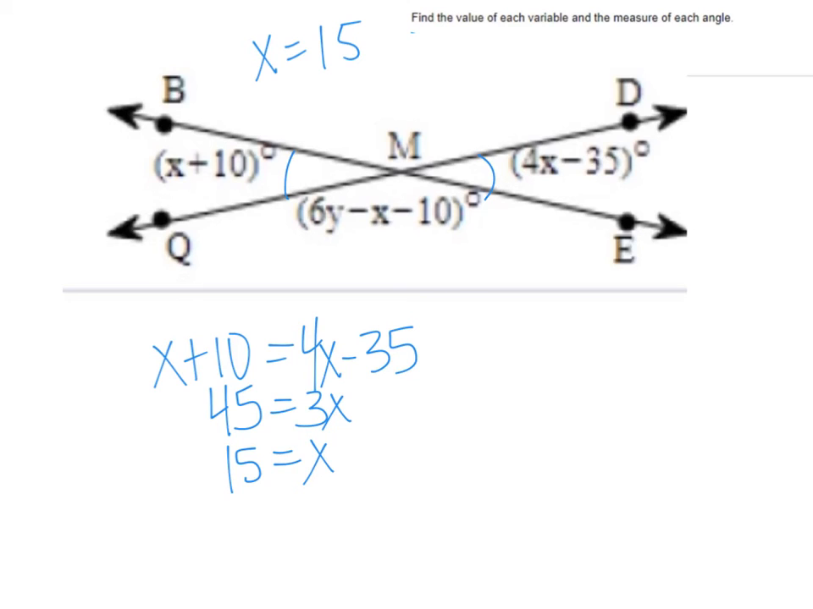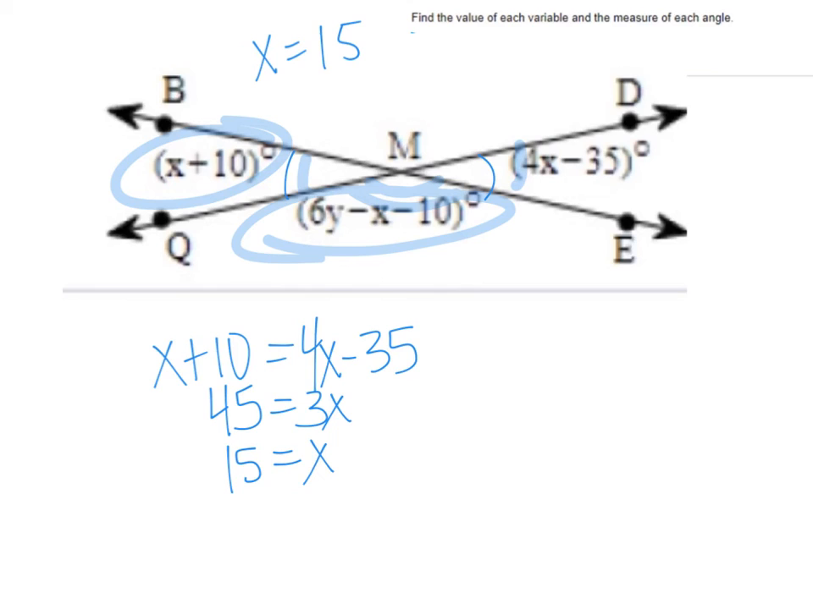Now I've got to be able to find y. And the way I can do that is there's a relationship between these angles. So either this angle right here and this angle right here are supplementary. So that means they form a straight angle. They form 180 degrees. So I can add those together and get 180. Or I could do that with these two over here, 4x minus 35 and then the 6y minus x minus 10. But let's be honest, the one on the left looks a whole heck of a lot easier. So I'm going to use these two guys right here, x plus 10 and 6y minus x minus 10.